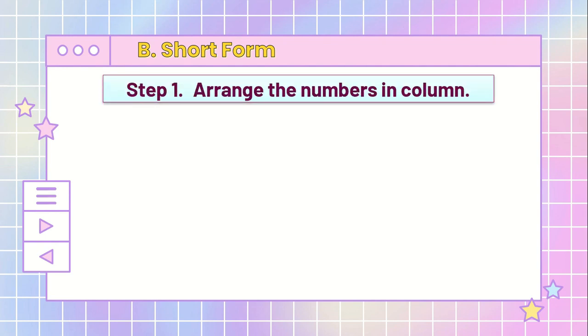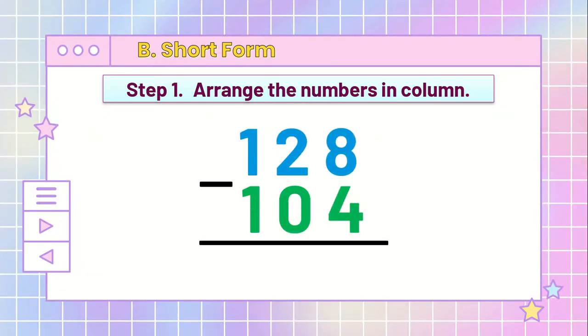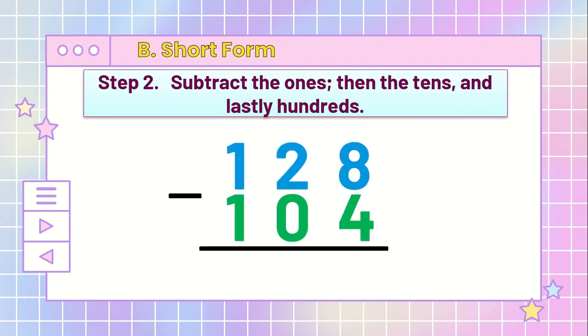The next way is the short form. We have here the steps. Step 1: arrange the numbers in columns. So 128 and 104. 8 belongs to the ones place and also 4. 2 belongs in the tens place, which is 2 and 0. And 1 in the hundreds place, and also the 1 in 104 is in the hundreds place. Step 2: subtract the ones, then the tens, and lastly the hundreds.